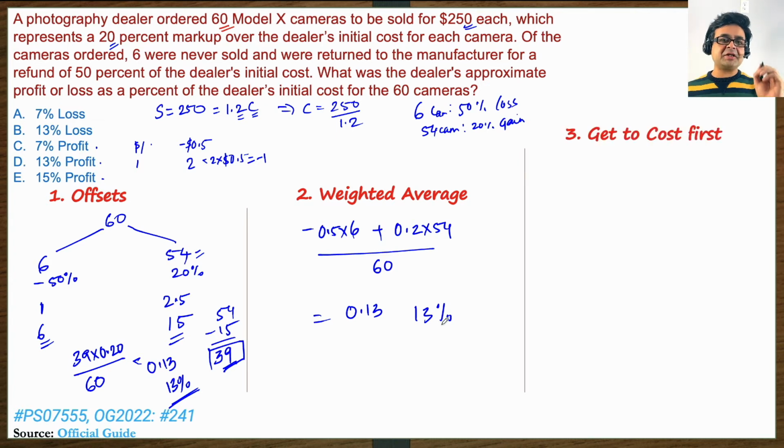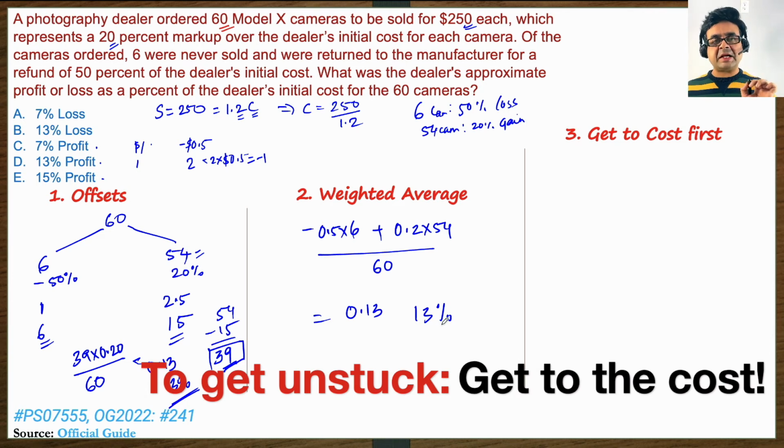So here is method number 3. Get to the cost first. Cost is the basis of all profit and loss percentage problems. You calculate profit percentage on the cost. You calculate loss percentage on the cost. You calculate profit by subtracting the total cost from the total sales, right? So you have to know the cost. And if there is a way to get to the cost, that should be your goal. And that is the trick to getting unstuck.